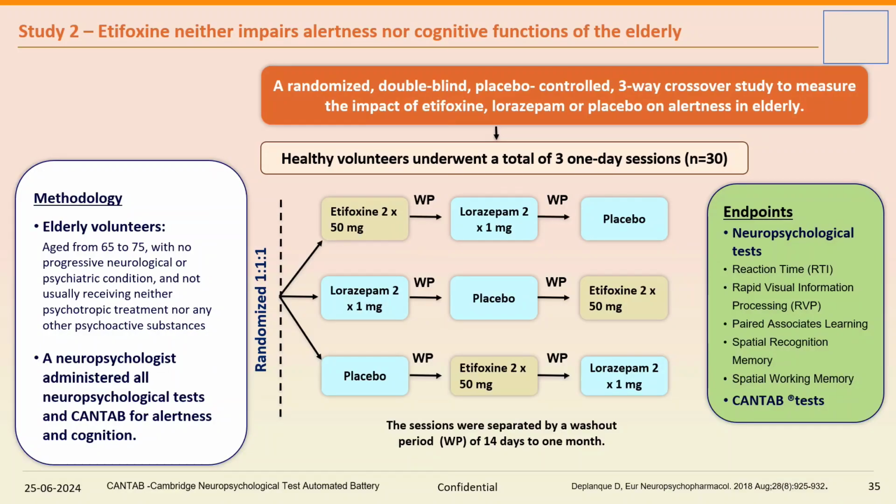Now, this is basically alertness or cognitive functions in the elderly, again comparing with lorazepam. Etifoxine 100 mg was given, etifoxine 50 mg was given, then there was a washout period, lorazepam 2 mg was given, lorazepam 1 mg was given, and then placebo, and every time there is a washout period. Then lorazepam 1 mg, washout period, placebo, etifoxine 50 mg, placebo, washout period, etifoxine 50 mg, lorazepam 1 mg. So there has been a washout period of 14 days to 1 month.